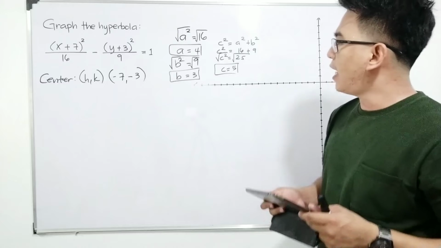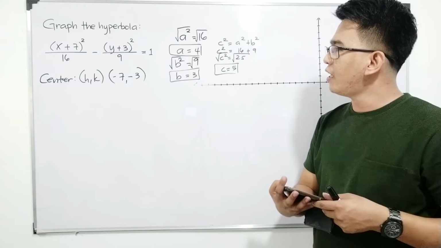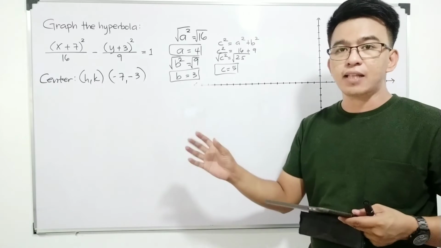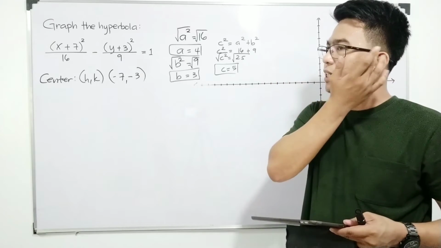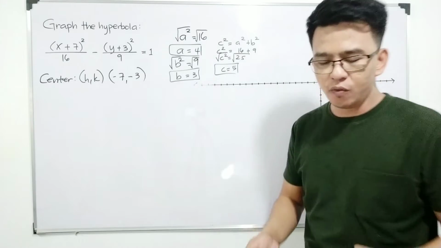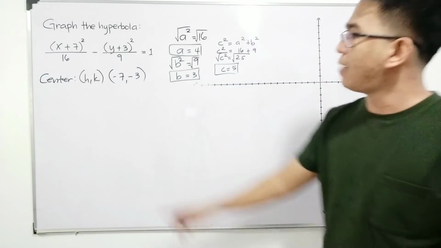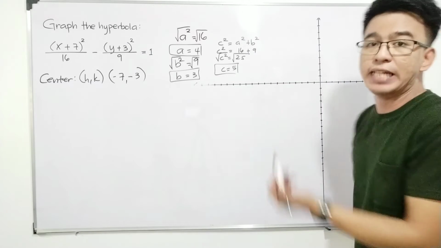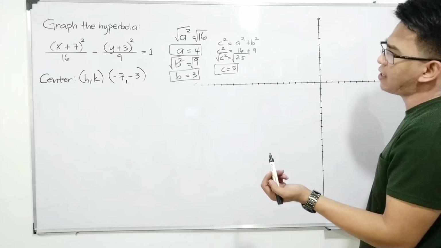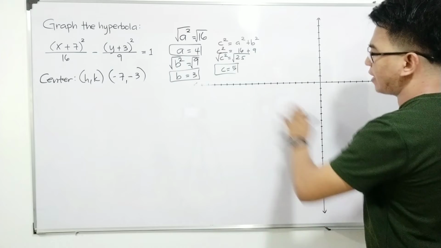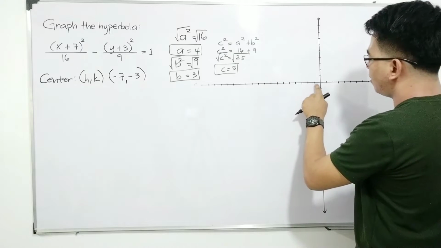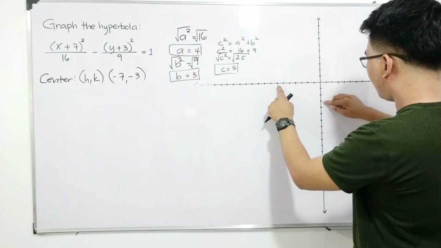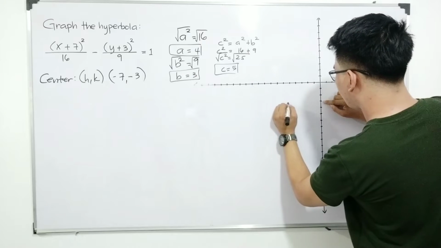Next step natin dito, guys, ay ihanapin natin yung value ng ating focus. Pero ang gawin natin, I will give you the format, tapos try natin hanapin siya ng manually. So, I will start by plotting the center. Yung center natin is negative 7, negative 3. So, that is located at quadrant number 3. Dito siya. So, negative 7, negative 1, 2, 3, 4, 5, 6, 7. Tapos 3. Ibig sabihin, dito yung location ng ating center.